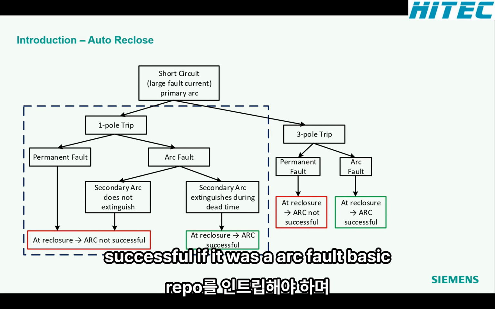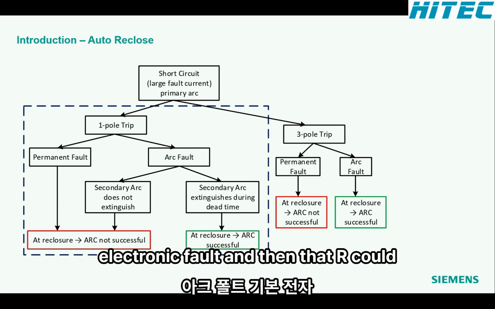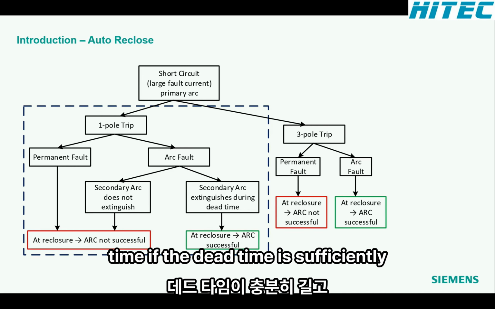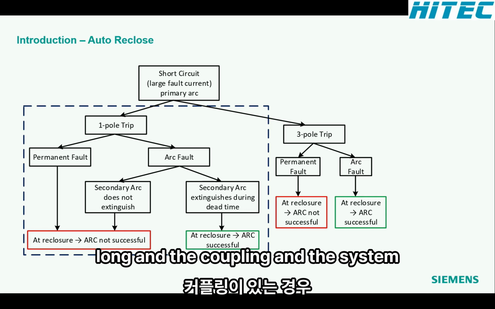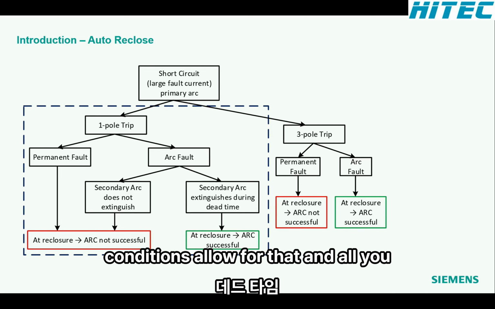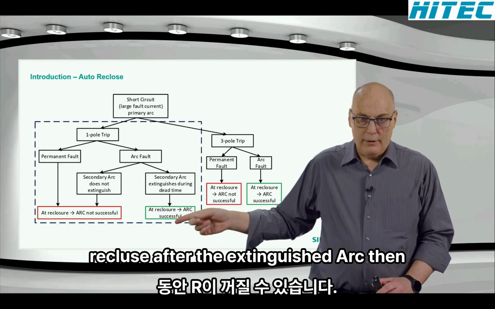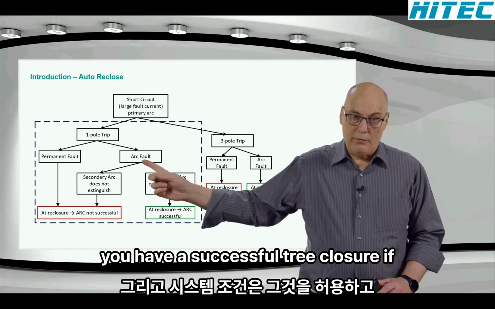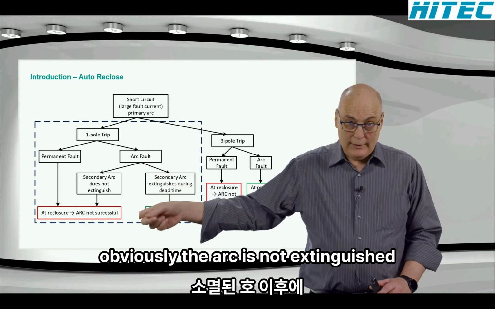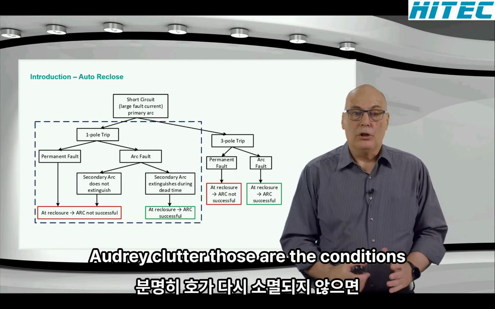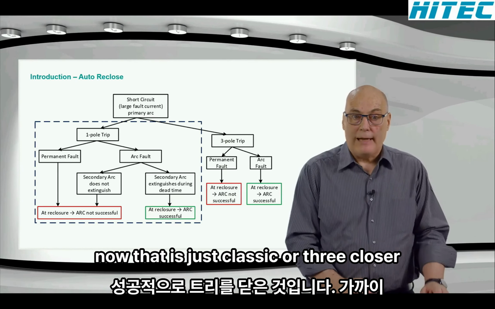If it was an arc fault, basically a transient fault, then that arc would typically extinguish during the dead time, if the dead time is sufficiently long and the coupling and system conditions allow for that, and you reclose after the extinguished arc, then you have a successful auto reclosure. If obviously the arc is not extinguished, again, you would have a non-successful auto reclosure. Those are the conditions. Now, that is just classic auto reclosure.